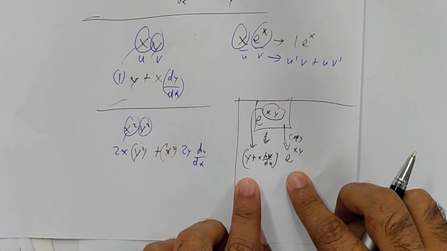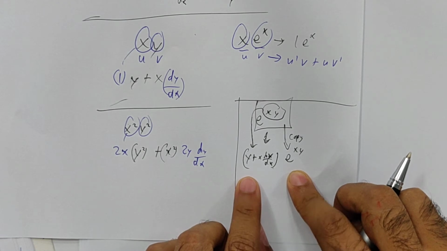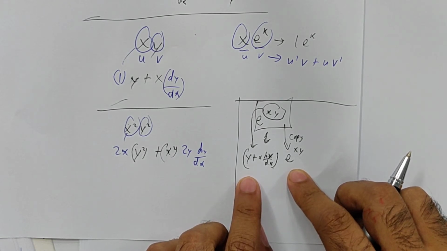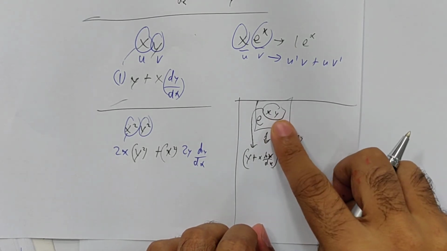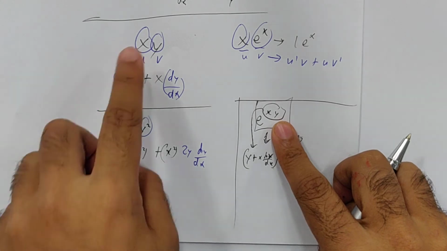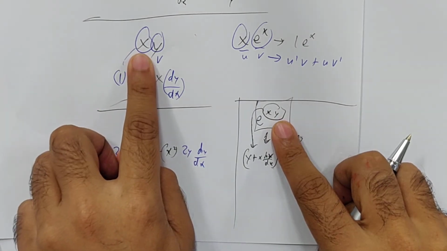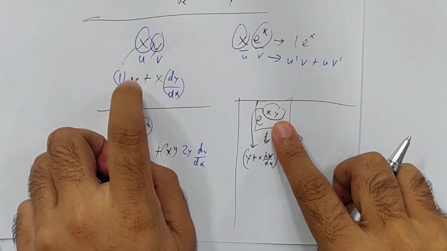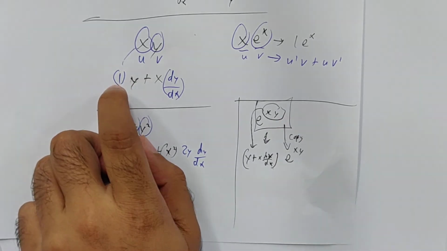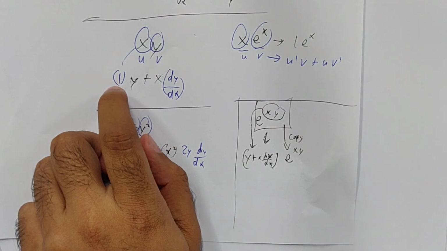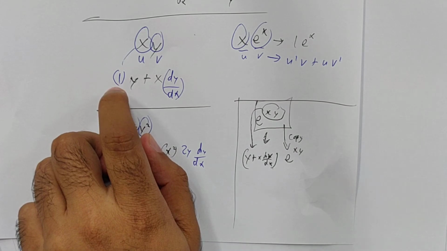Are you okay? Do you want me to explain again? Because xy is two different elements. It's the product rule. That's how we do it over here. Do you want me to explain again? Are you okay or not? Okay.